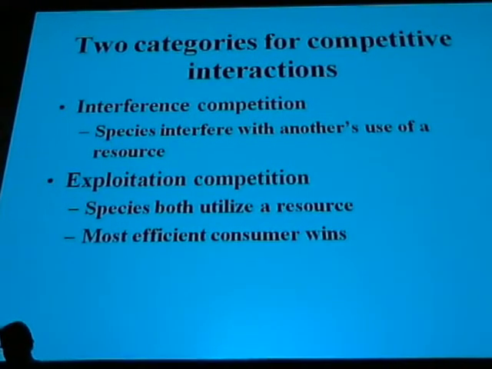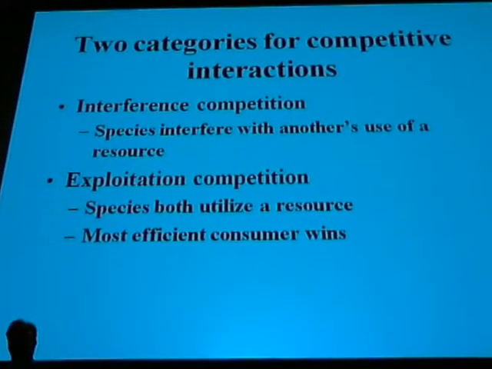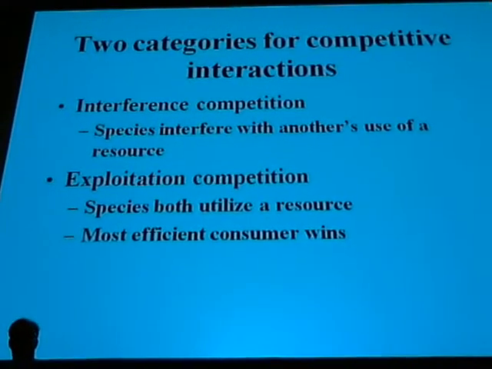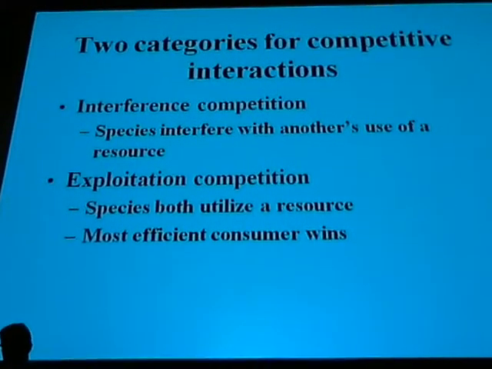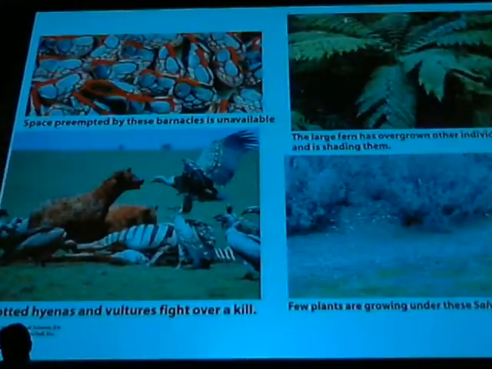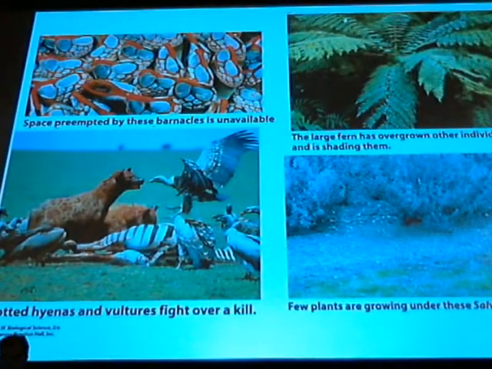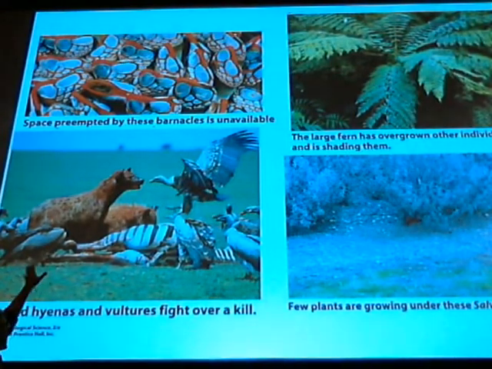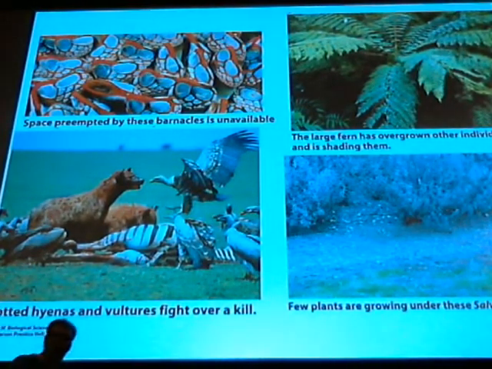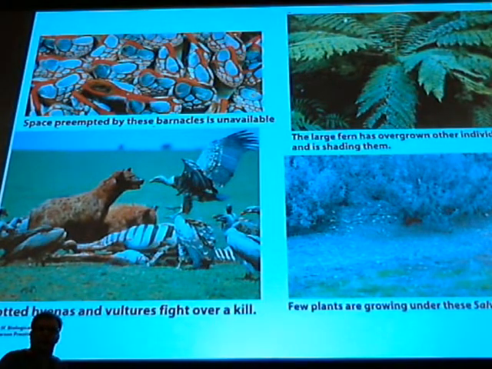Okay. All right. So it's a subtle difference, but mechanistically it's a difference. So let's look at some examples of these things. These are all examples of interference competition. So here, a bunch of particles settle in covered space. That is no longer open space. They're preventing anything else from settling there, right?